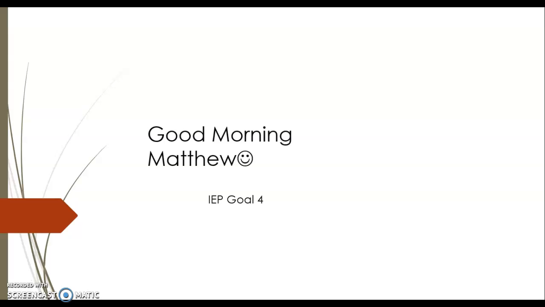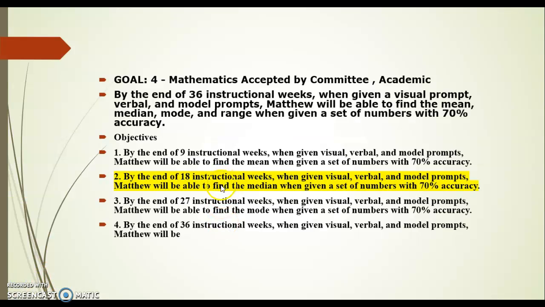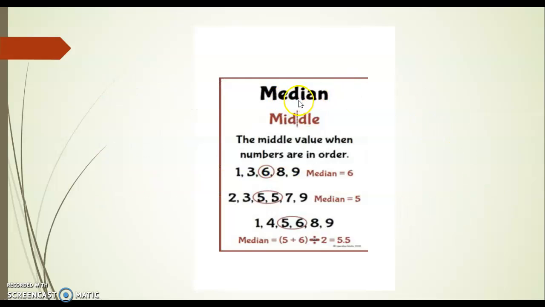So for today, we are going to go over IEP, and the goal we will be doing today is goal number 4. In goal number 4, they're talking about finding the median when given a set of numbers. And you might ask, what is the median? So median is the middle, whatever is in the middle. The middle value when numbers are in order.